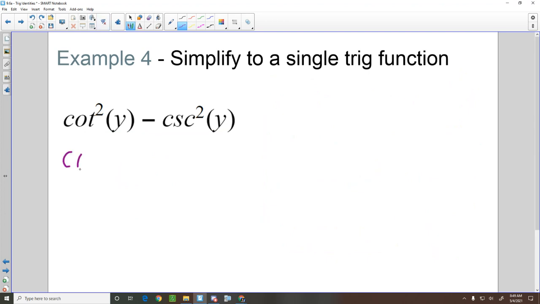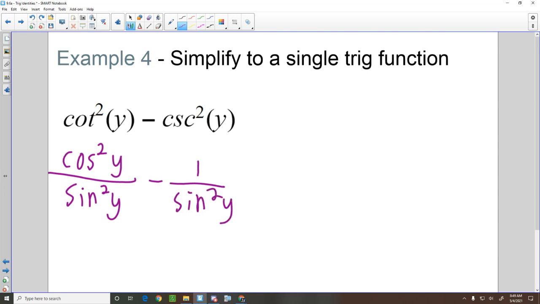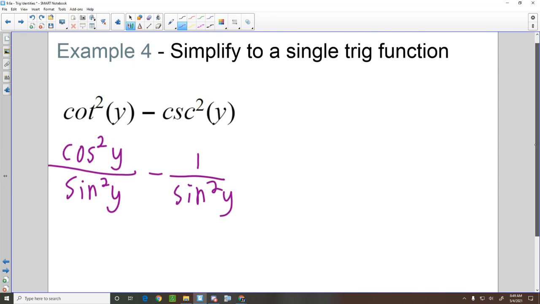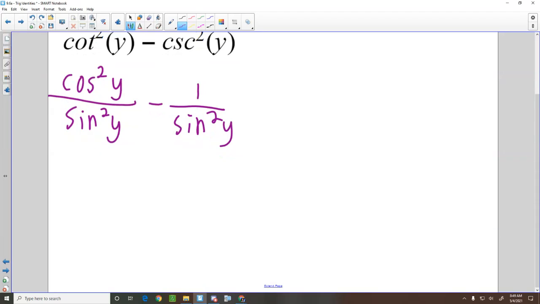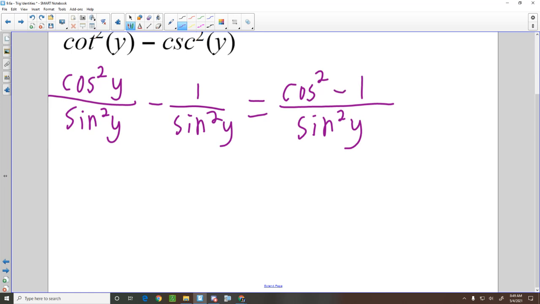What if I rewrite this as cosine squared over sine squared minus 1 over sine squared? I have two fractions. And what you notice is true about those two fractions' denominators: they're the same. What can I do if I've got two fractions with the same denominator? Common denominator. I could write this as just sine squared of y. In my numerator, I've got cosine squared minus 1. Cosine squared minus 1.